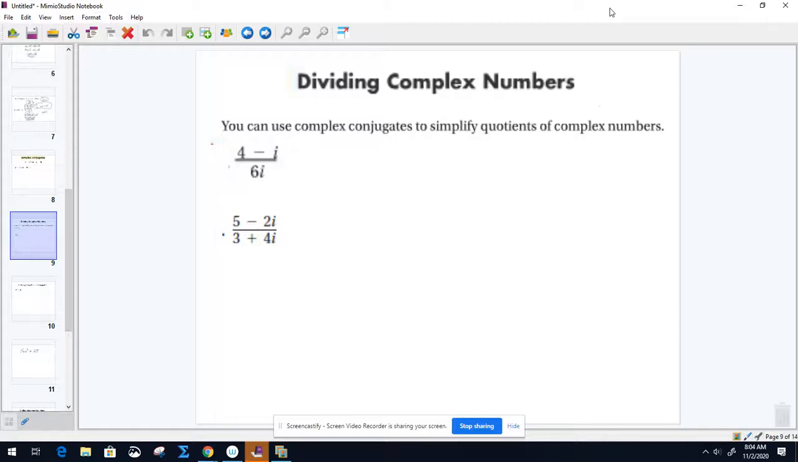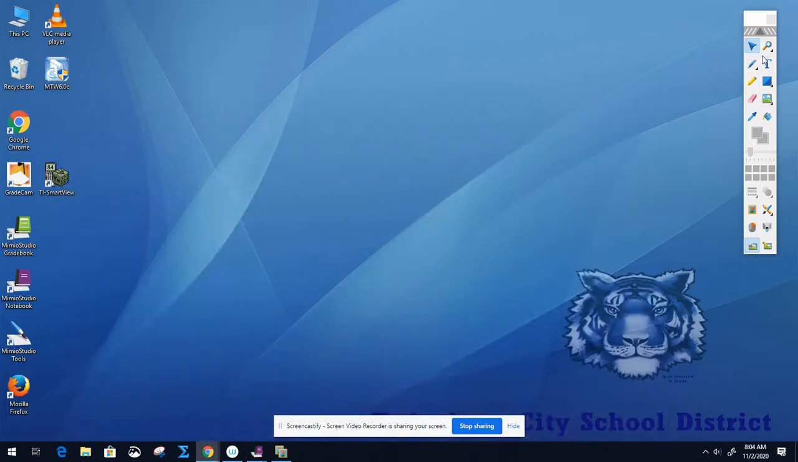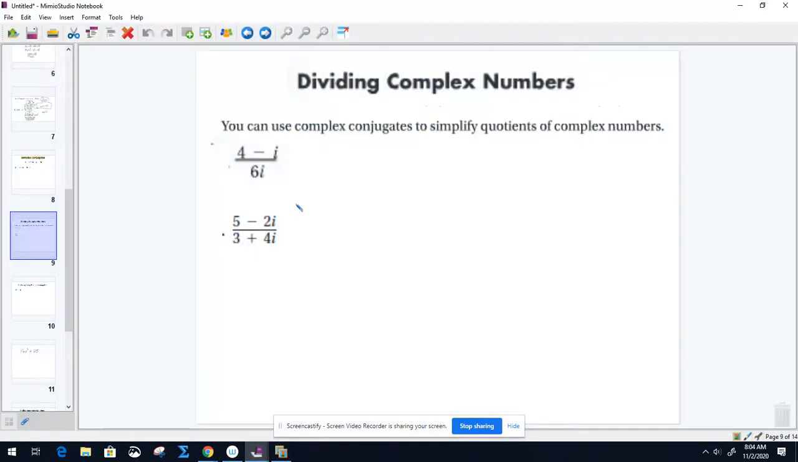All right, the next thing that we're going to do is divide complex numbers. The process to divide is actually called rationalizing the denominator. For these problems, we're going to be rationalizing the denominator, and we have a rule that says you're not allowed to ever have a radical or an imaginary number in the denominator. So what we do is we multiply top and bottom by i.